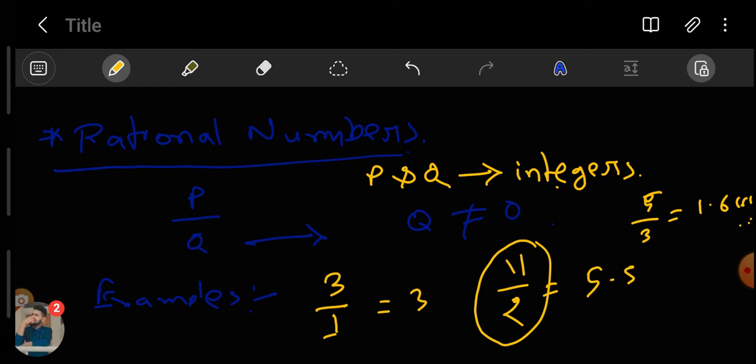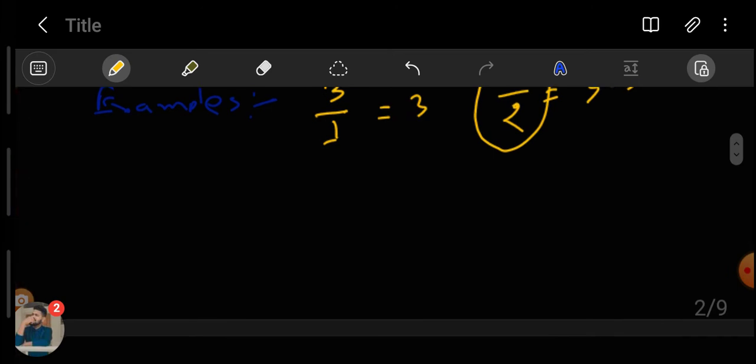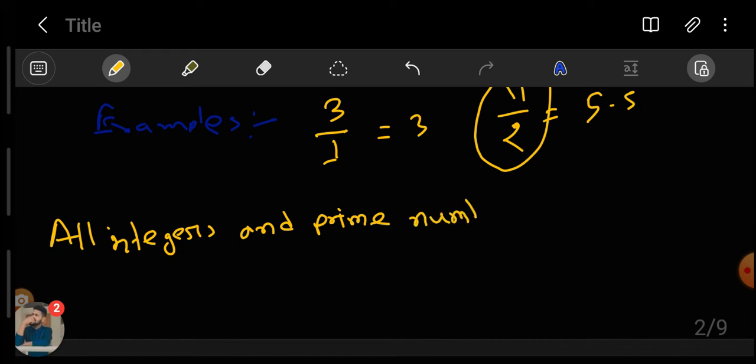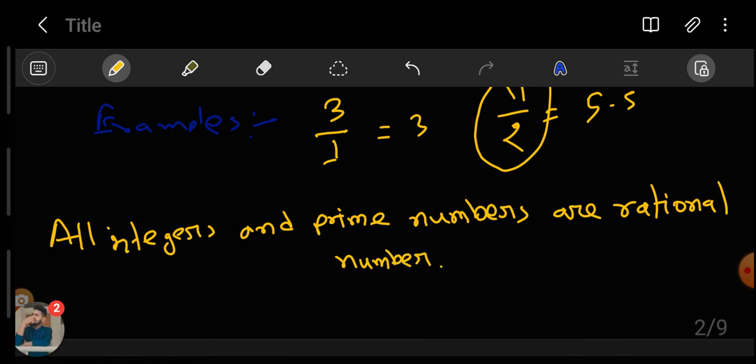Another thing that is very important: all integers and prime numbers are rational numbers. So all integers and prime numbers are rational numbers.